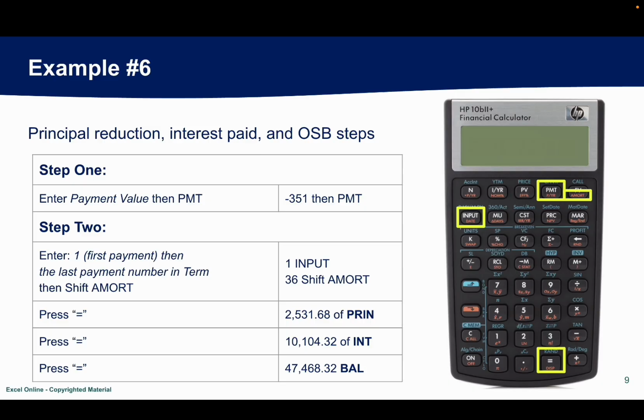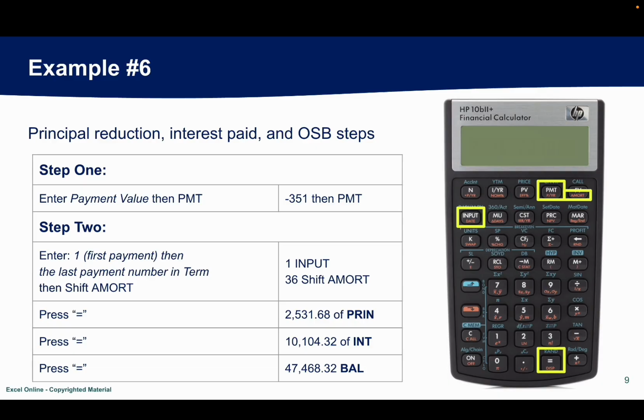And then we press equal for the third time, and it will display BAL, and it stands for balance. It will show $47,468.32. This is the outstanding balance that we still owe 3 years later. So this is the balance, the OSB, after making 36 payments.